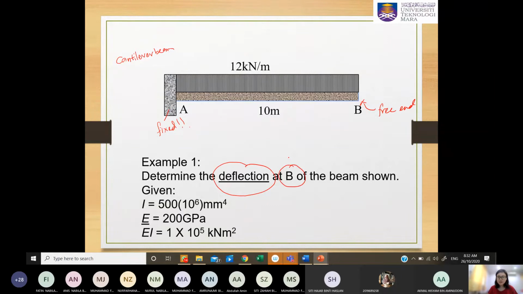Just to recall, we are going to have two structures to analyze. Analyze for what? For bending moment. We do not require shear force in this case for the calculation, and also not the axial force. We only require bending moment. And now EI is given to you. Let's try.